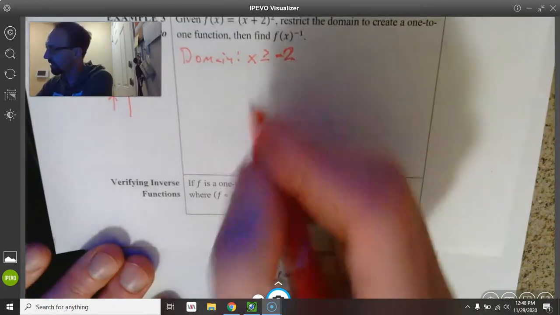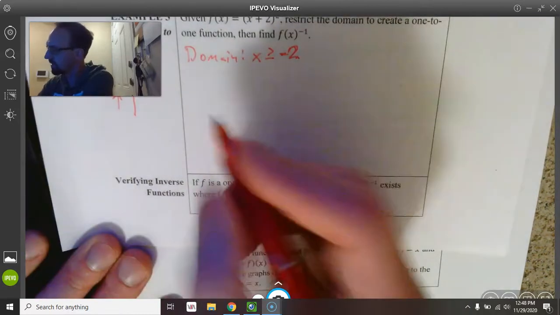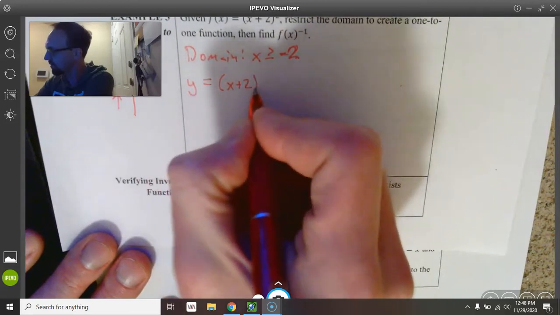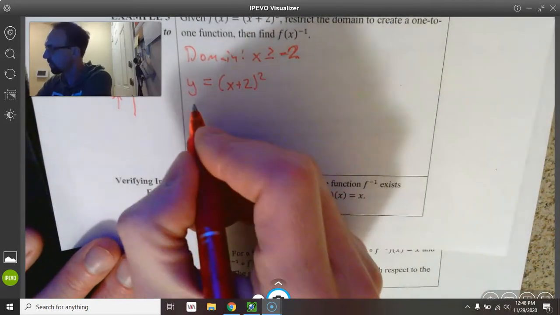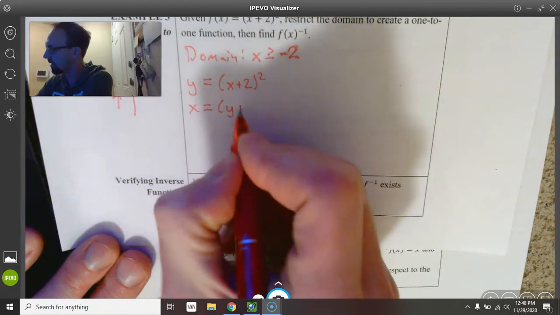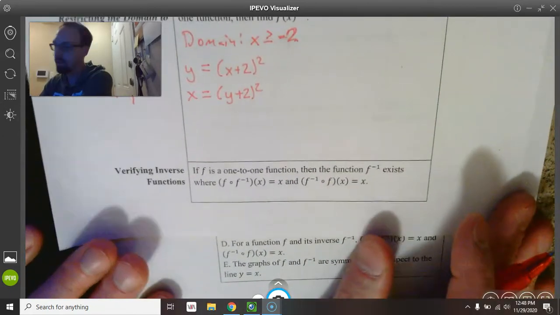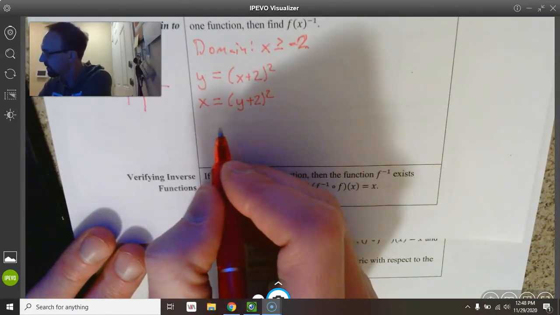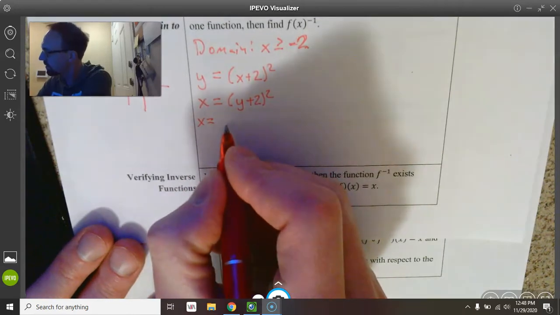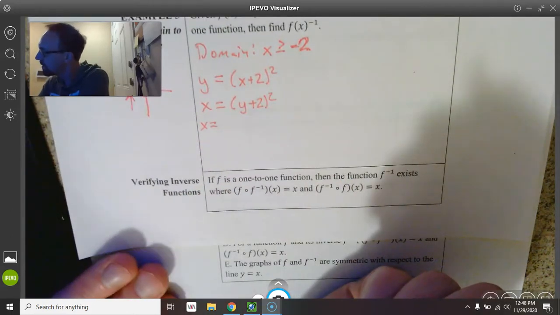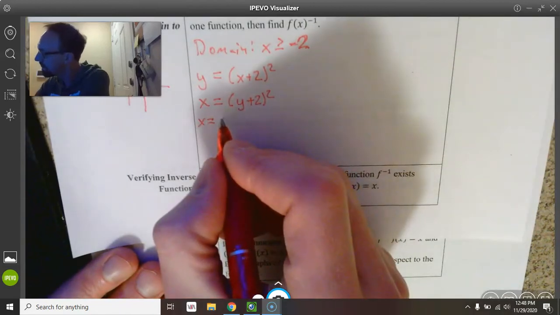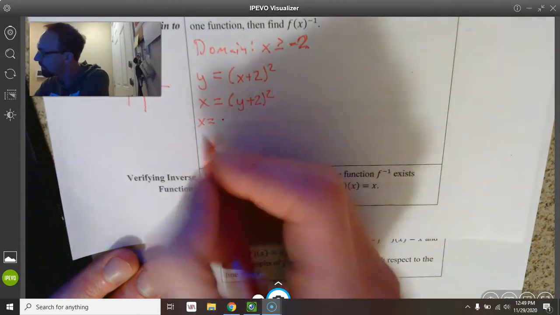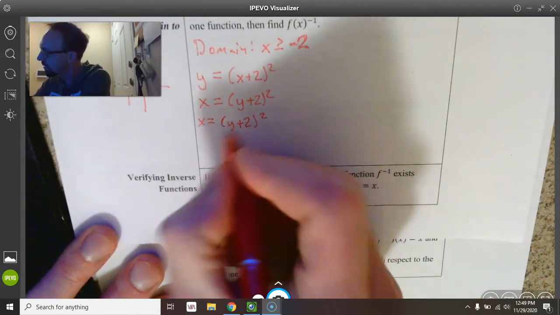So that's my domain restriction. That makes it one-to-one. Now to find f inverse of x, just like what we did previously, I'm going to substitute y in for f of x. x plus 2 quantity squared. Interchange x and y. So I have x equals y plus 2 squared. And then now I solve for y. So let's see, that's going to give me x equals y plus 2 quantity squared.